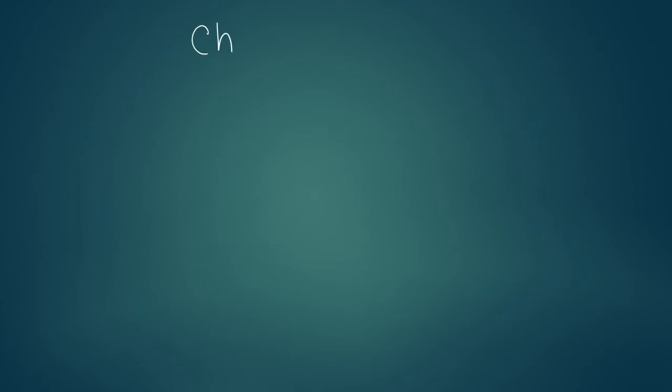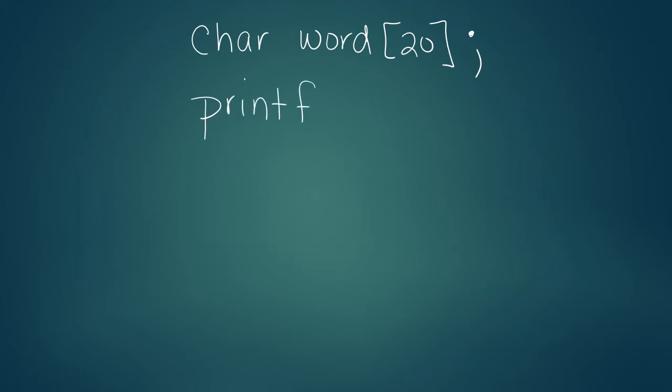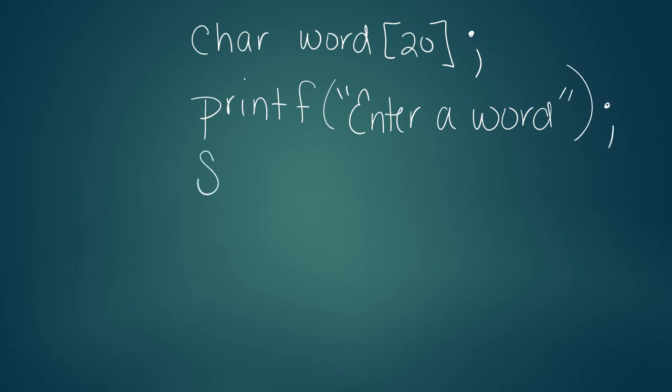So I can declare char word, size 20. And now I don't know what word I'm going to put in there. So what I want to do is have the user give me the word. So I would say printf, enter a word, and then scanf, %s. So you have a new symbol here where you have %d for integer, %f or %lf for double, %c for character. We now have %s for strings, for character arrays.